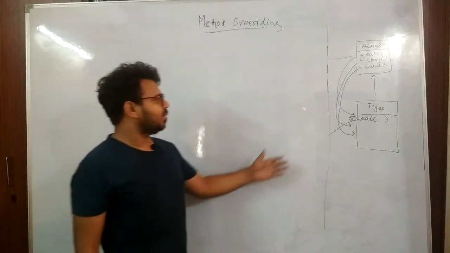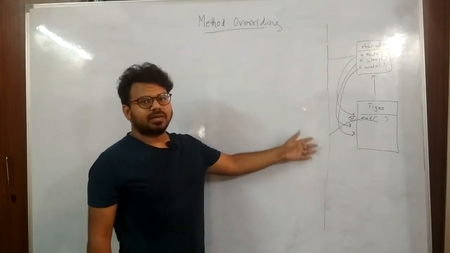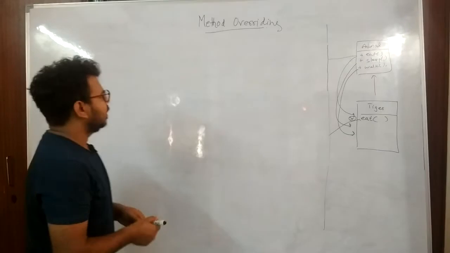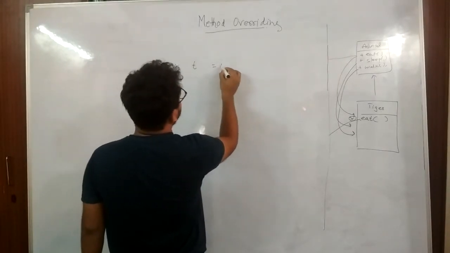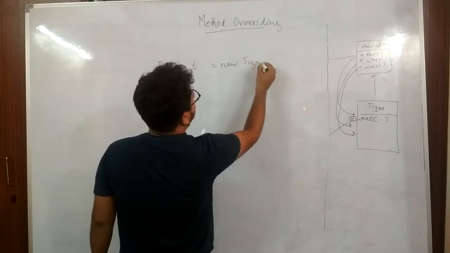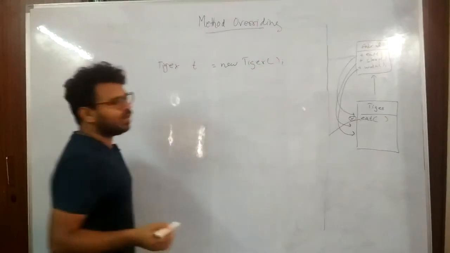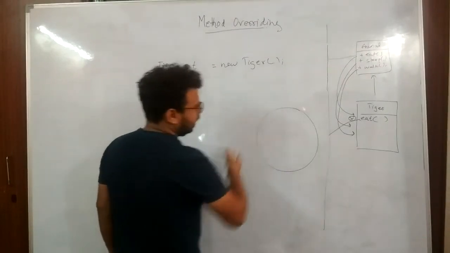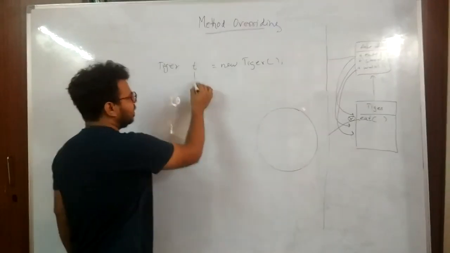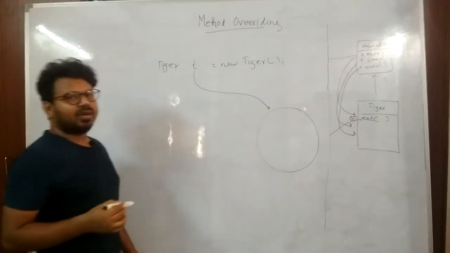Now let us understand some interesting scenarios for overriding. Suppose we have a tiger object, Tiger t = new Tiger(). At this time what will happen? A tiger object will be created in the heap, and this t will point to this tiger object.